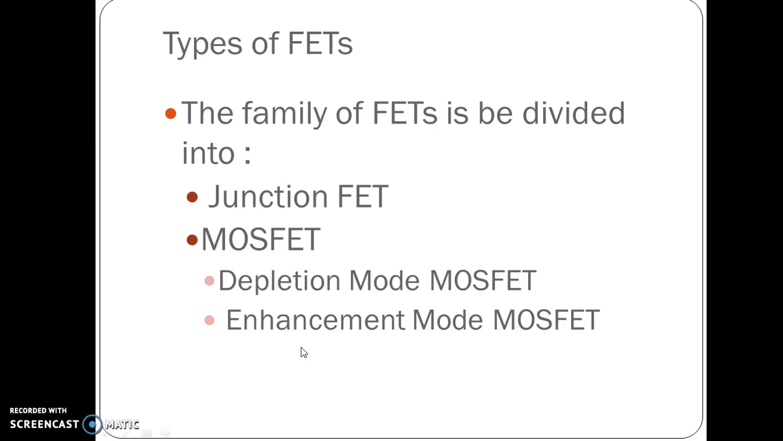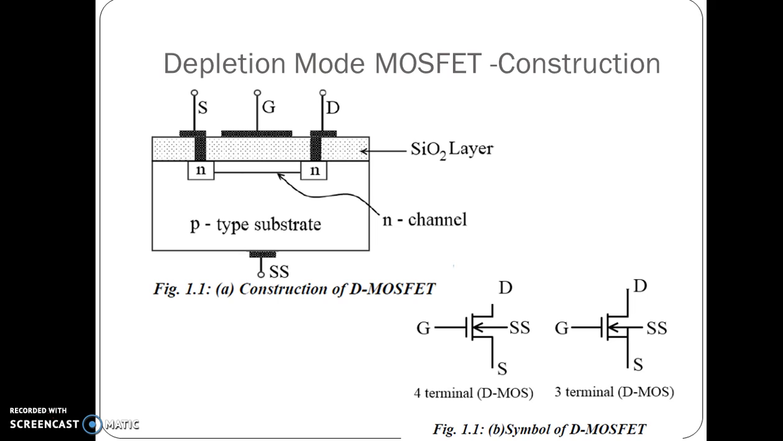The family of FET is divided into junction field effect transistors, JFET, and also those whose gate input is electrically insulated from the main current carrying channel, and is therefore called an insulated gate field effect transistor, IGFET. MOSFETs are nothing but IGFETs. MOSFET is further classified as depletion mode MOSFET and enhancement mode MOSFET. These two MOSFETs are also available in P channel and N channel.